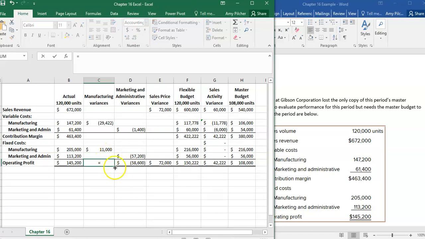So we're going to take the sum of that column, and that gives us our total manufacturing variance, which is the fixed manufacturing variance plus the variable manufacturing variance. So now we have completed that chart that looks like Exhibit 16.5 in your textbook. You have a homework problem that is extremely similar to this, and hopefully this video will help you complete that homework problem.